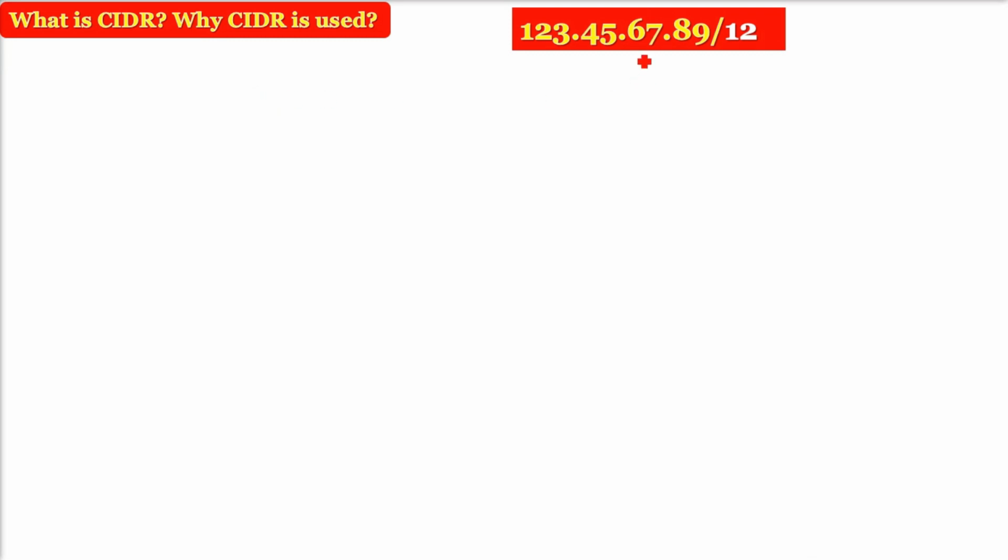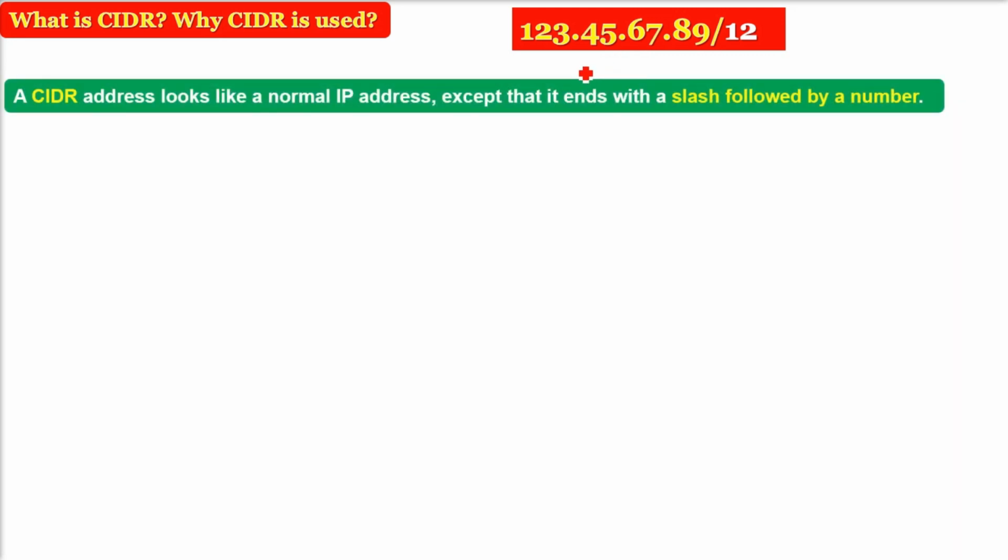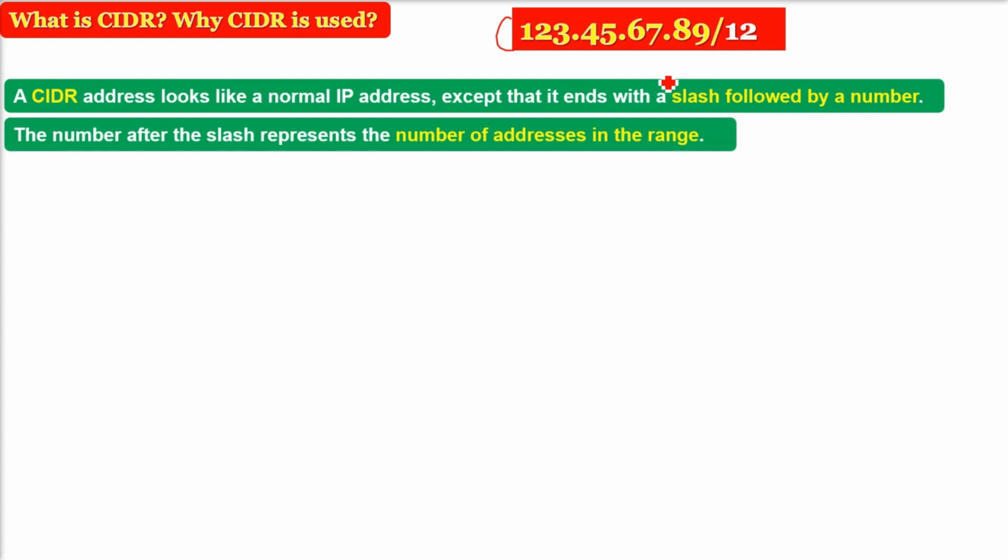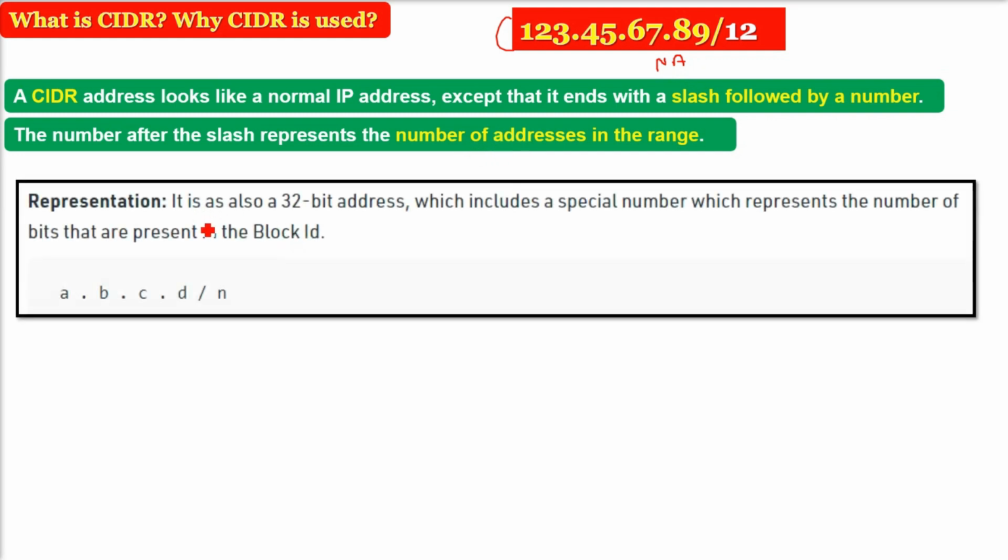So this address is a CIDR address. This is also IPv4, so this CIDR doesn't look different. It is just like a normal IP address. The only difference is that it ends with a slash followed by a number. So the number which comes after the slash, what is it representing? It is telling you the number of addresses in that range.